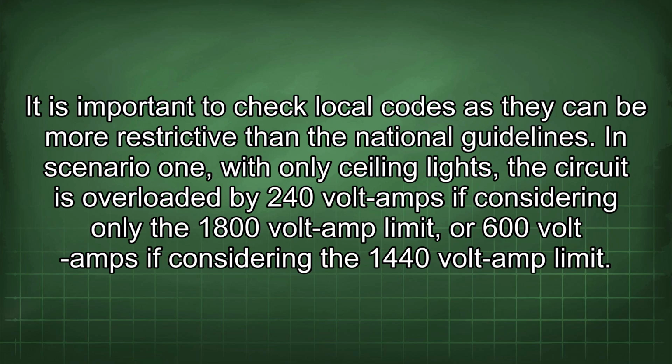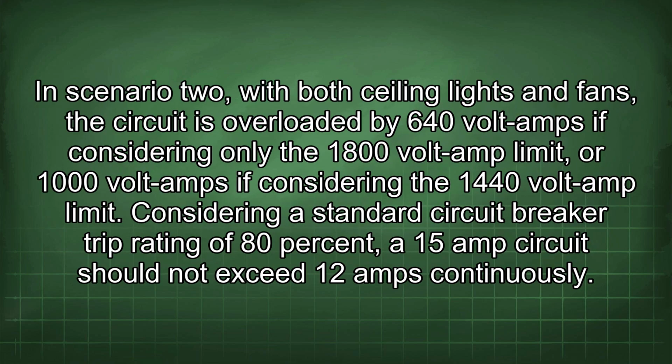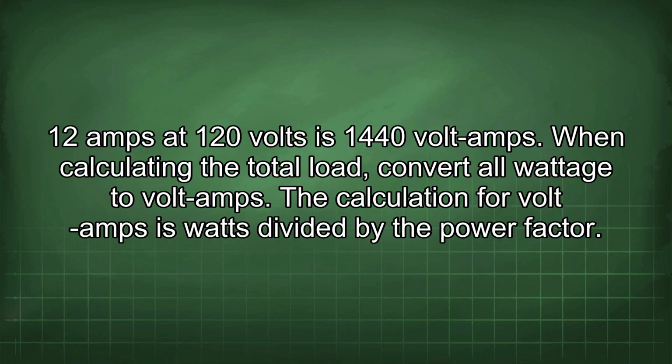In Scenario 1, with only ceiling lights, the circuit is overloaded by 240 volt amps if considering only the 1800 volt amp limit, or 600 volt amps if considering the 1440 volt amp limit. In Scenario 2, with both ceiling lights and fans, the circuit is overloaded by 640 volt amps if considering only the 1800 volt amp limit, or 1000 volt amps if considering the 1440 volt amp limit. Considering a standard circuit breaker trip rating of 80%, a 15-amp circuit should not exceed 12 amps continuously. 12 amps at 120 volts is 1440 volt amps.